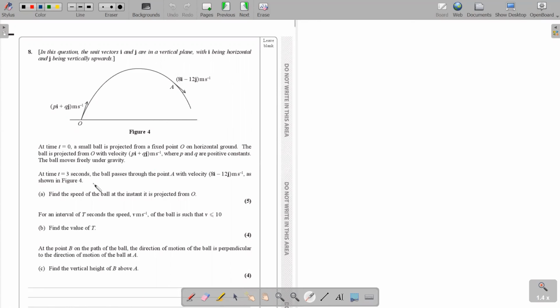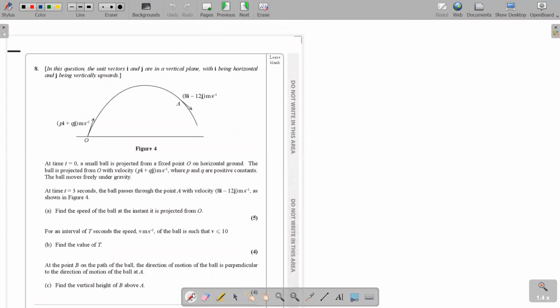At t equals 3 seconds, the ball passes through the point A with velocity 8i minus 12j meters per second as shown in figure 4. Find the speed of the ball at the instant it is projected from O. They are asking you to find the speed at the beginning when it's projected. So how do we get the speed of projection?